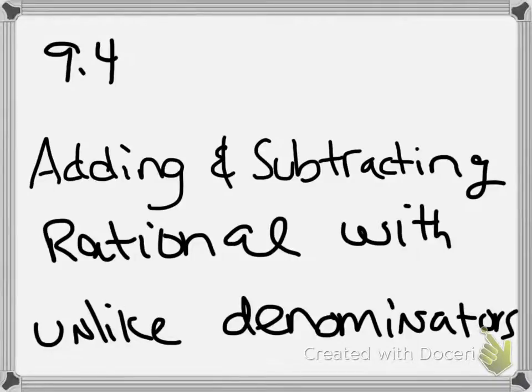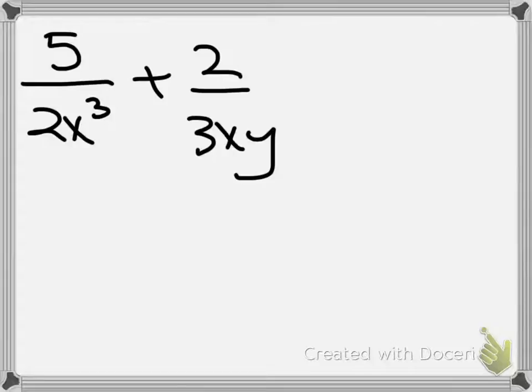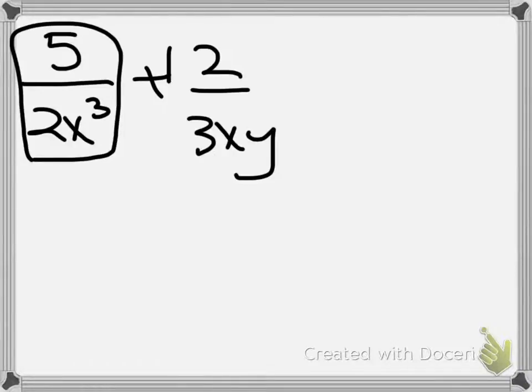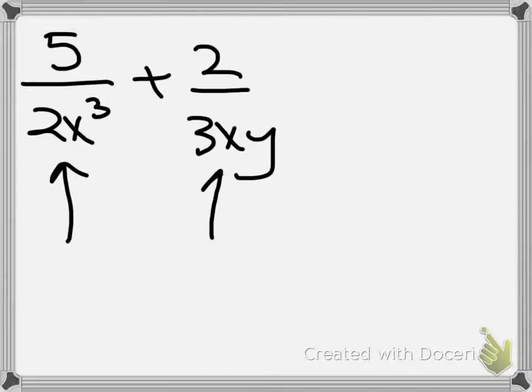Okay, we're going to be adding and subtracting rationals with unlike denominators. We've been doing rationals with like denominators for a while. So this is what the problems will look like. They'll be fractions, and they'll be rationals because they have fractions. All right, that's what rationals are. And I want you to notice that their denominators are different.